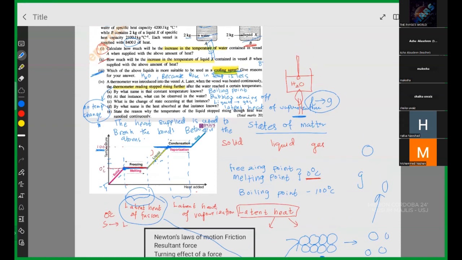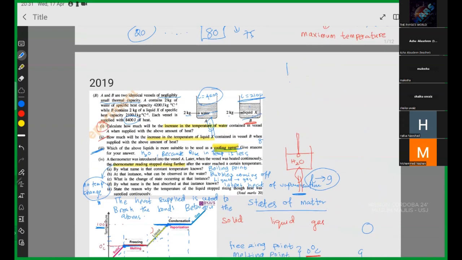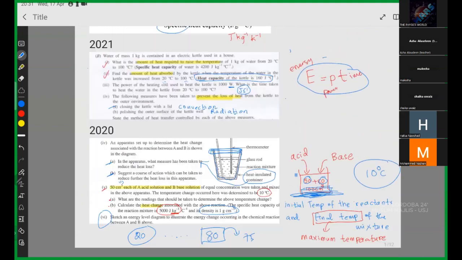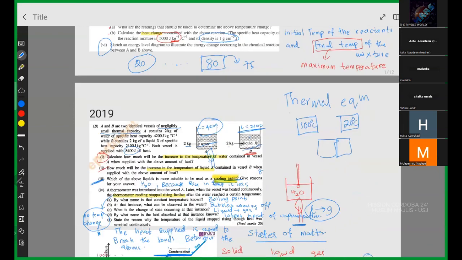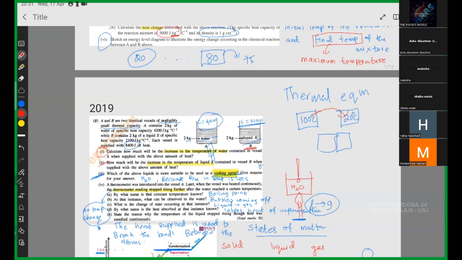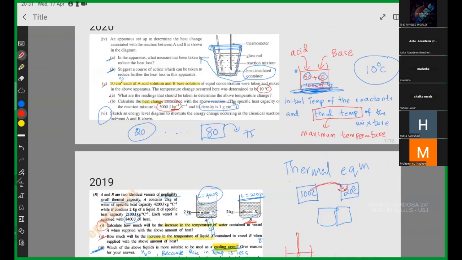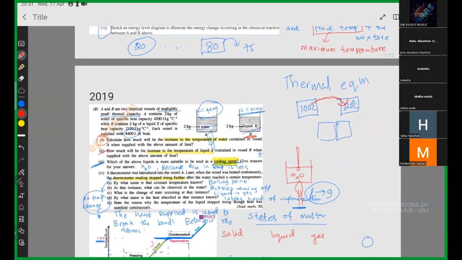Okay. Thermal equilibrium is a separate word. There's no relation between thermal equilibrium and latent heat. Thermal equilibrium means, I'll write it this way. Let's say you have a hot object here, 100 degrees Celsius, and this object is 20 degrees Celsius. Now you're going to keep both objects together. Then heat from this object will move to this one. And finally, both of them will have the same temperature.